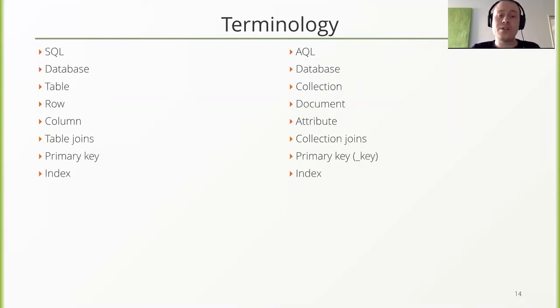In the relational world, you can join across tables. In ArangoDB, you can join across collections. And then now we have the same terminology, a primary key that you can define on any table in a relational database. In ArangoDB, you always get a primary key, which is called _key, on every collection. And of course, you can define additional indices on top of the collections or the tables.